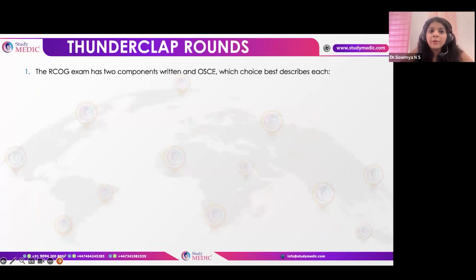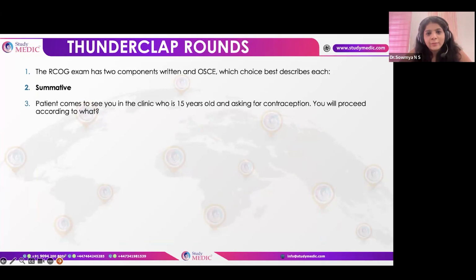Okay, but further evaluation, as I mentioned before. The thunderclap round, I mentioned to you this RCOG has two components of OSCEs, which are written and the clinical part, obviously summative. You remember I discussed this first in the first few slides.